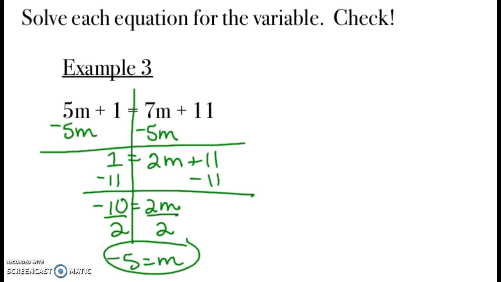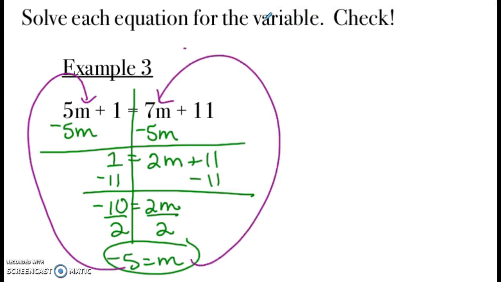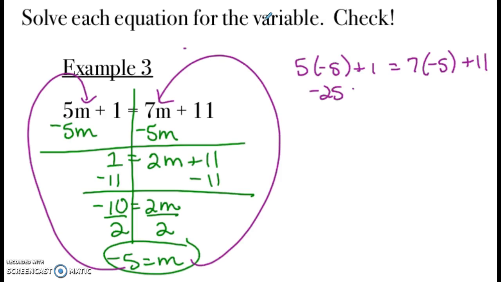Okay, and last step, I'm going to check this. I'm going to plug in negative 5 wherever I see an m. And this time there's more than one m. So I have 5 times negative 5 plus 1. I want to see if that's the same thing as 7 times negative 5 plus 11. So then I will simplify both sides. 5 times negative 5 is negative 25. Negative 25 plus 1 is negative 24. And then on the right, 7 times negative 5 is negative 35. Negative 35 plus 11 is negative 24. Negative 24 does equal negative 24, so I must have the right solution.